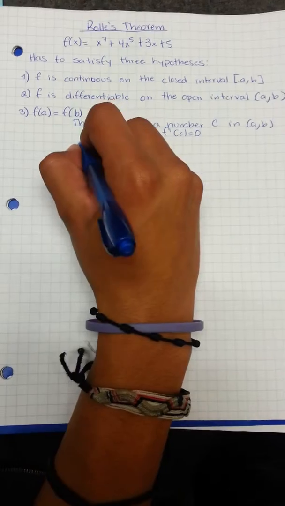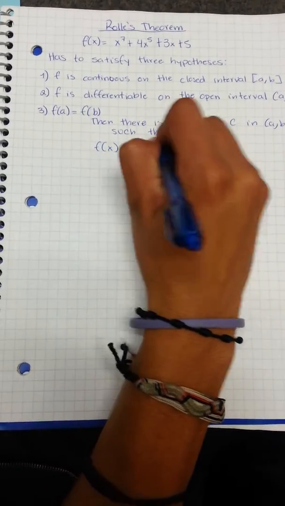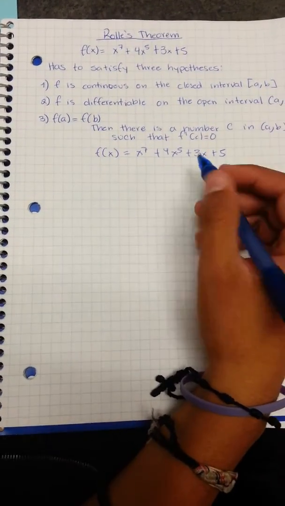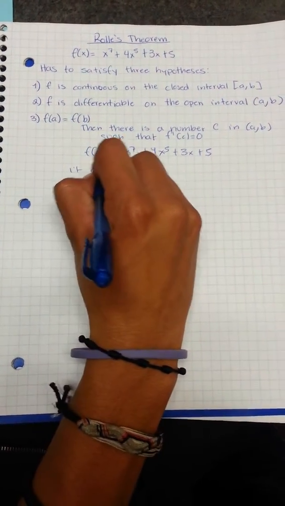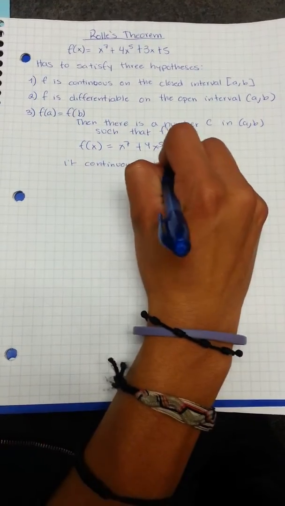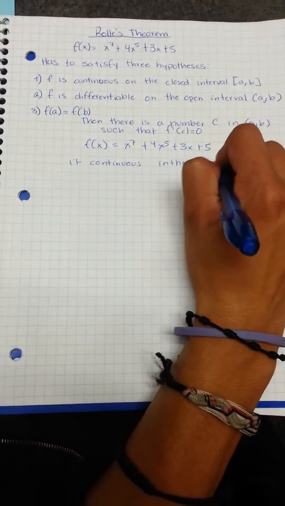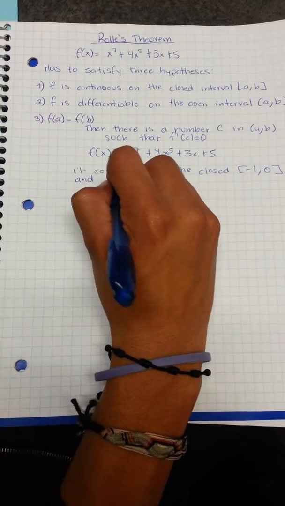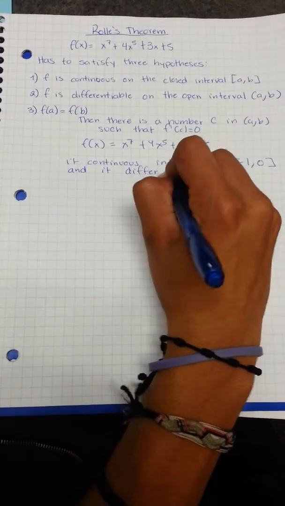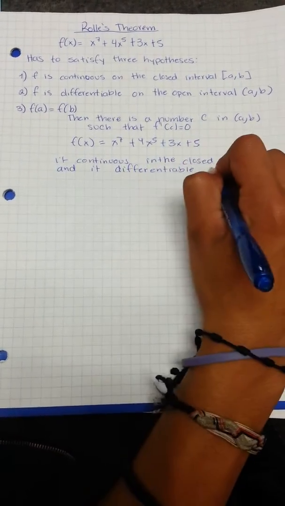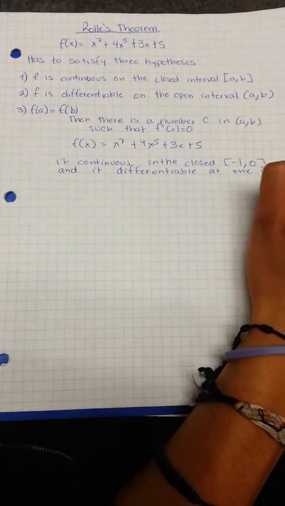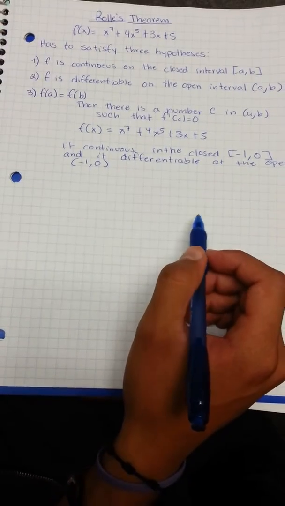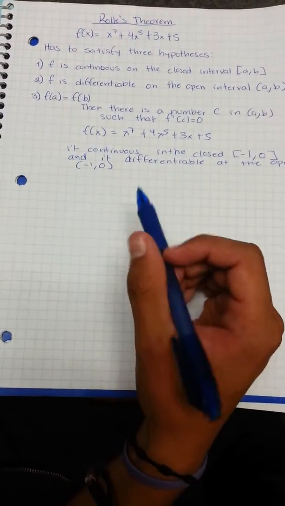So we start with our function f of x, x to the 7th power plus 4x to the 5th plus 3x plus 5. Because this is a polynomial, it is continuous on the closed interval -1 and 0, and it is differentiable on the open interval -1 and 0. So we got the first two steps done. So on the third step, we're going to have to prove it.